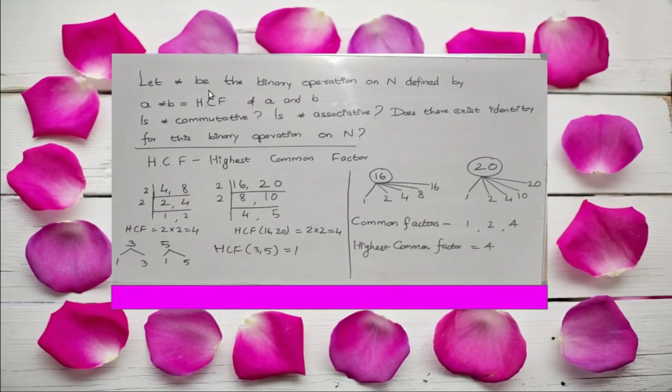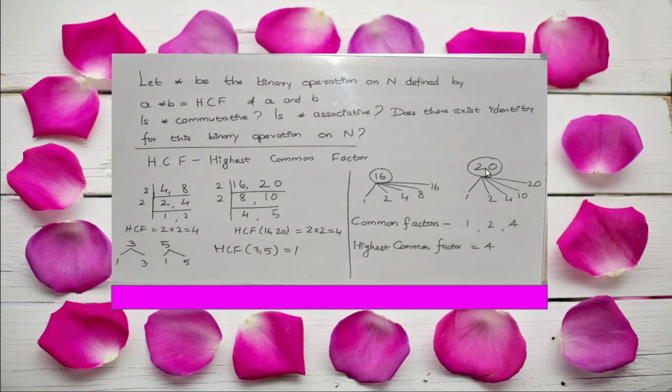See, let star be the binary operation on N defined by a star b equal to HCF of a and b. Is star commutative? Is star associative? Does there exist an identity for this binary operation on N? Okay. Now HCF is the highest common factor.